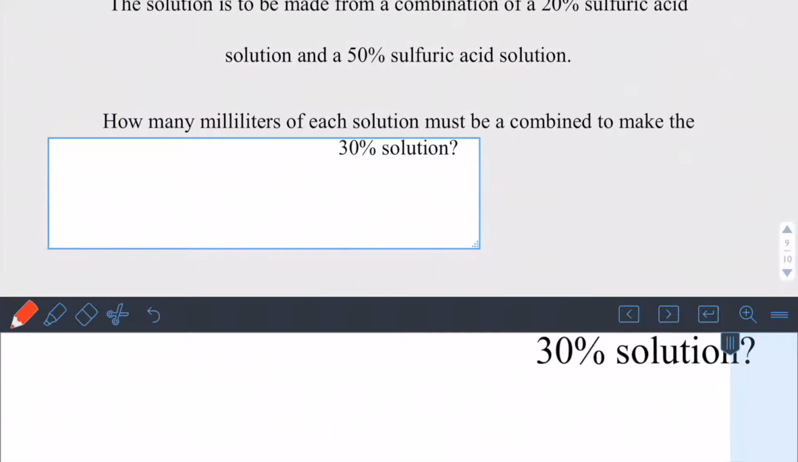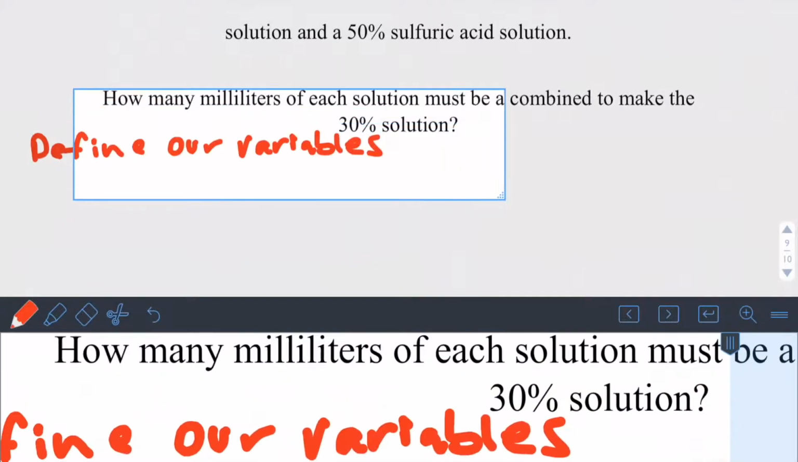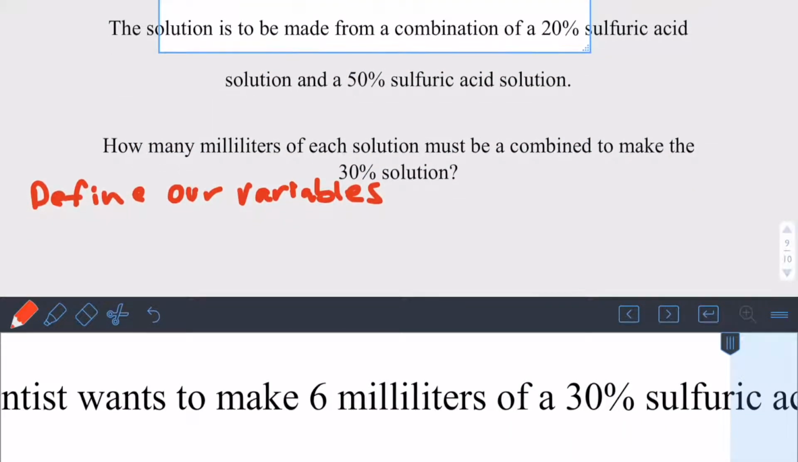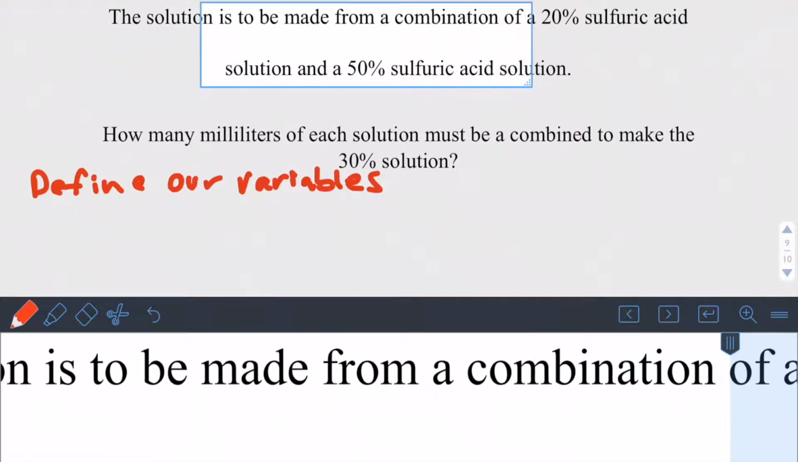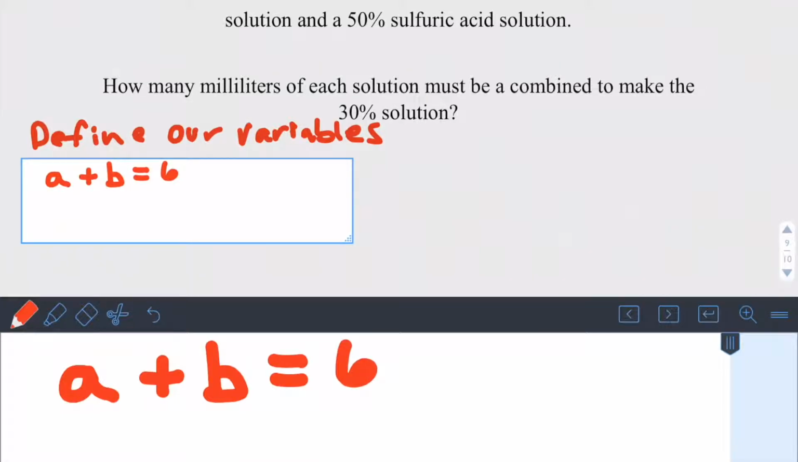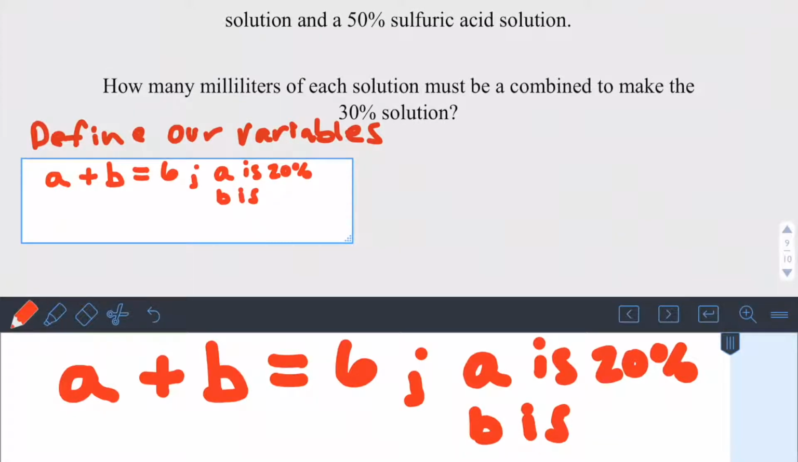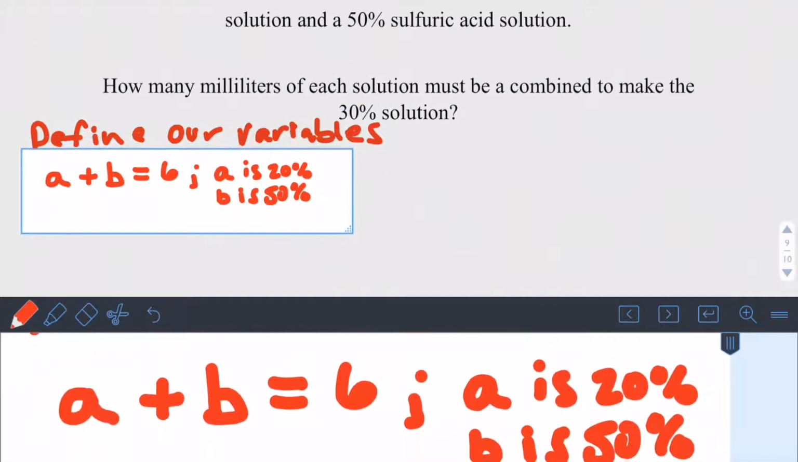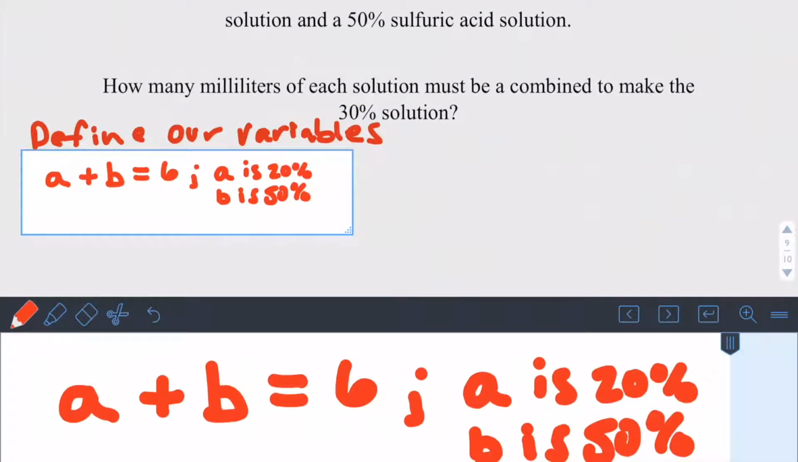So the first thing we want to do is define our variables from the information that we know. Well, we know we want to make a 6 milliliter solution. We know that some amount of A solution plus some amount of B solution is going to give us a 6 milliliter solution, where A is our 20% and B is our 50%. So that's the first thing we know. Now that we know this equation, we have our first equation of our linear system to solve this scientific problem.